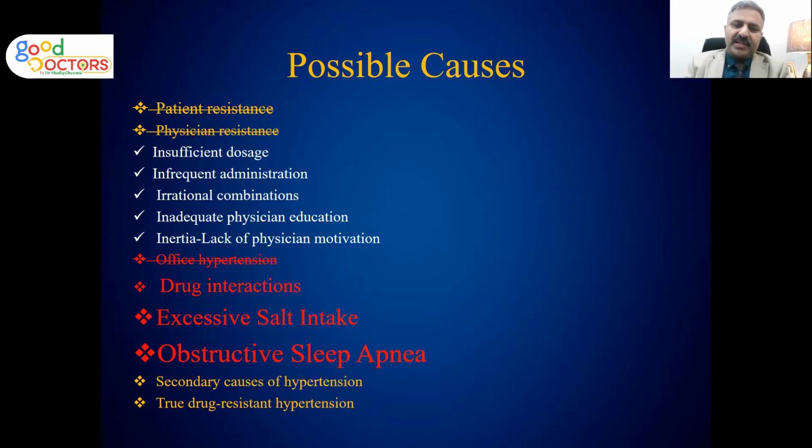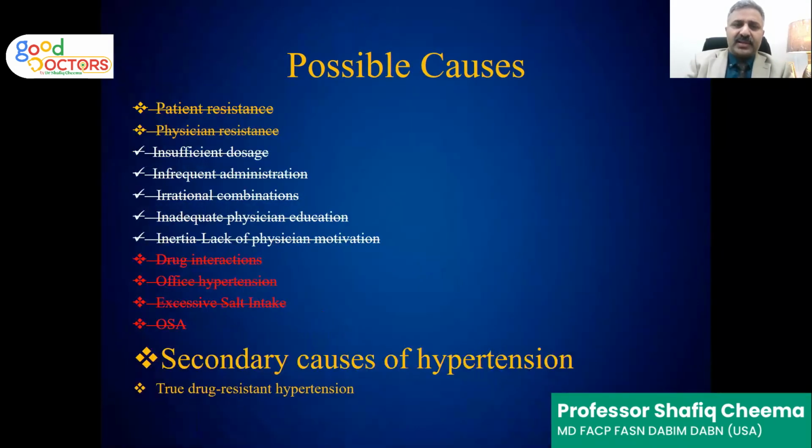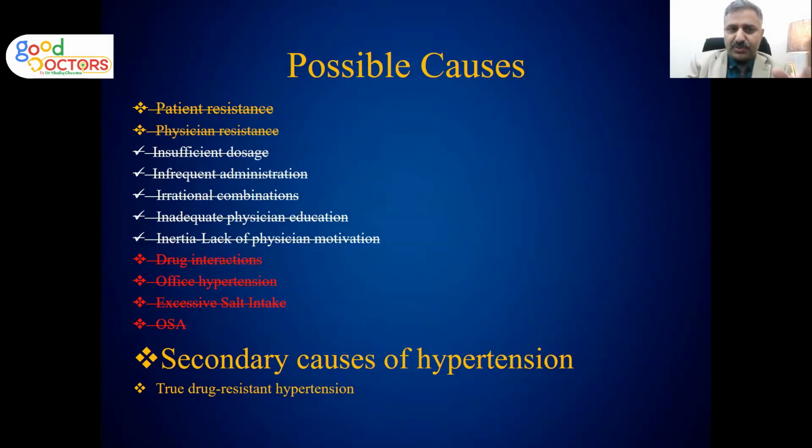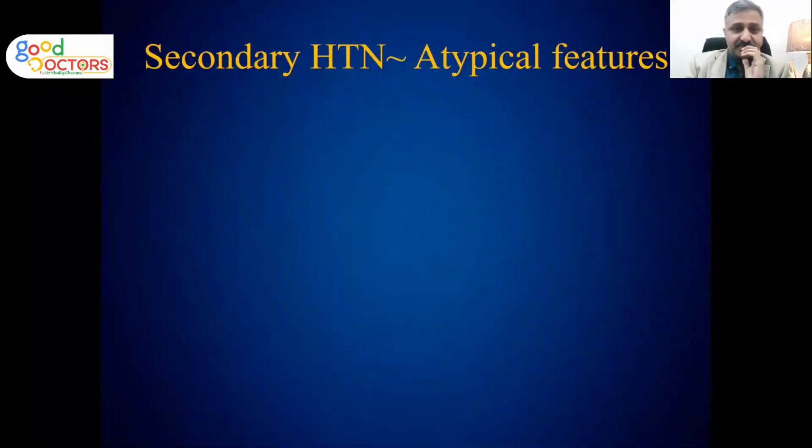And then obstructive sleep apnea has been a significant cause of many patients with resistant hypertension. If you treat it, the blood pressure will go down. Once we have taken care of all of this, then comes secondary causes of hypertension. So many times we don't take into consideration all these factors and we jump to pheochromocytoma, we jump to renal artery stenosis. They are rare. They are not as common.